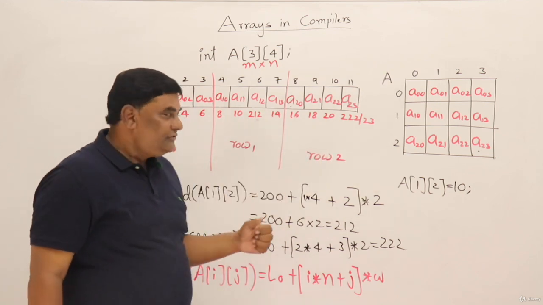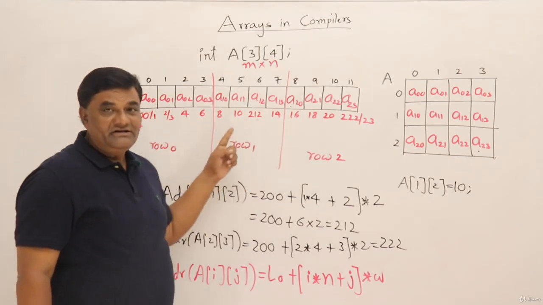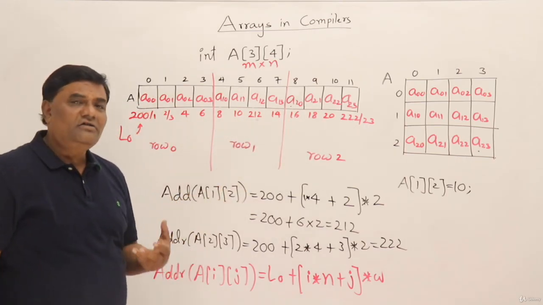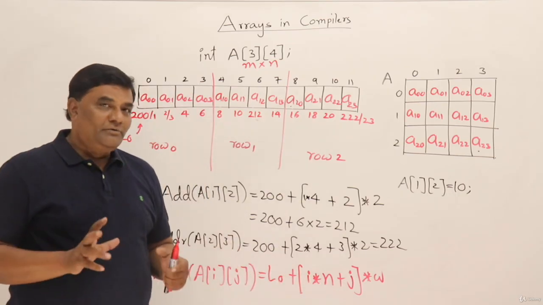Two-dimensional arrays are accessed using two indices, but actually they are kept in a single dimension array which needs just one index or the address. So the address is obtained like this. So this is about row major.